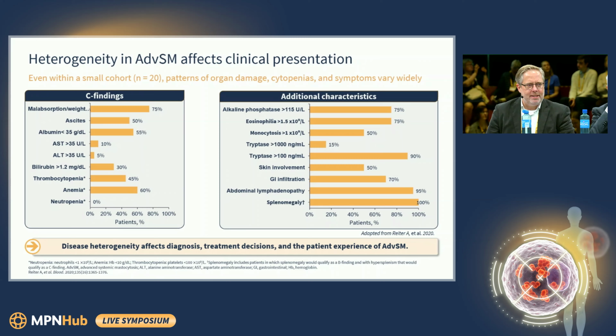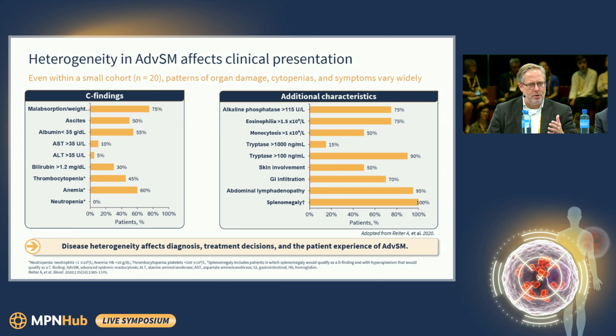And you know about the C findings. C findings mean advanced disease. It's like stage 3, stage 4 in lymphoma. So it means malabsorption, weight loss, ascites, low albumin, thrombocytopenia, anemia. So this all looks like advanced CMML or advanced myelofibrosis. But in addition, patients may have massive ascites. They are more sick than patients with other advanced related diseases.